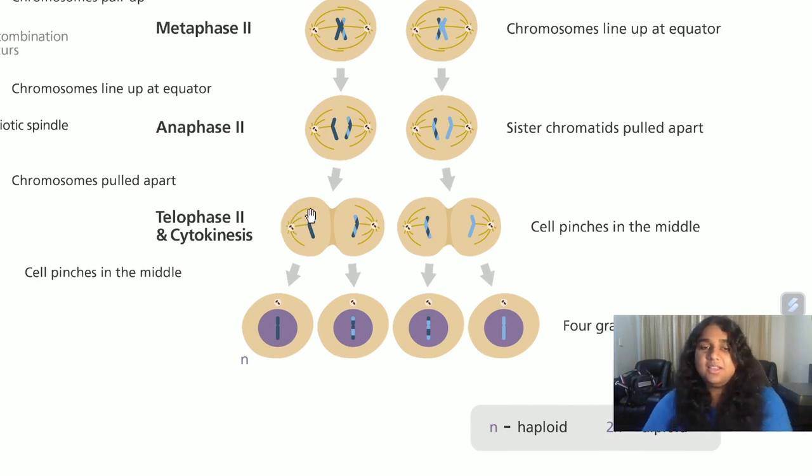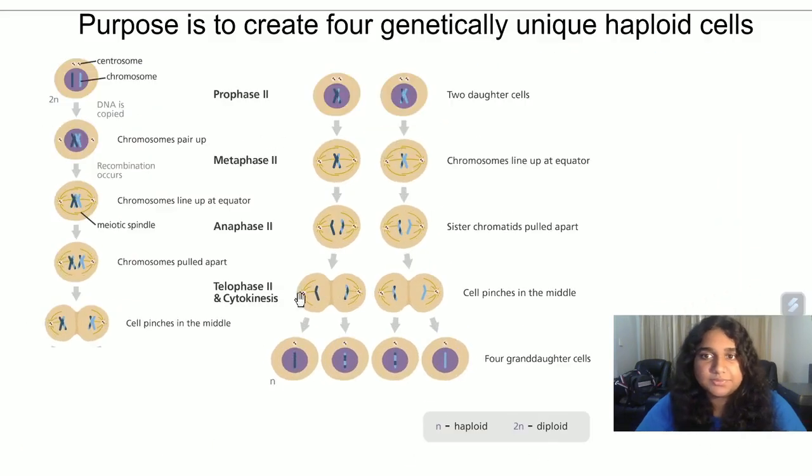Telophase and cytokinesis occurs where the cytoplasm splits and the membranes form. And we end up with 4 granddaughter cells that are all genetically unique. Imagine if the darker one is the mother's DNA and the lighter one is the father's DNA. You've got 1 haploid daughter cell with the entirety of mother's DNA, 2 which have combinations of both, and 1 with only the father's DNA. Each of them only has 1 copy of the chromosome, so it's a haploid or N cell instead of a 2N cell.